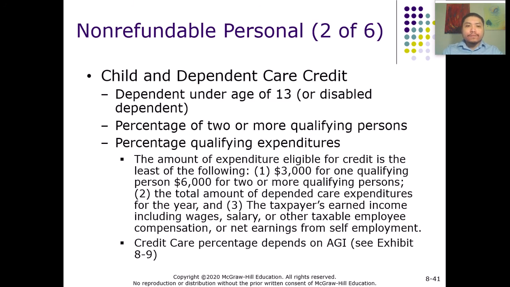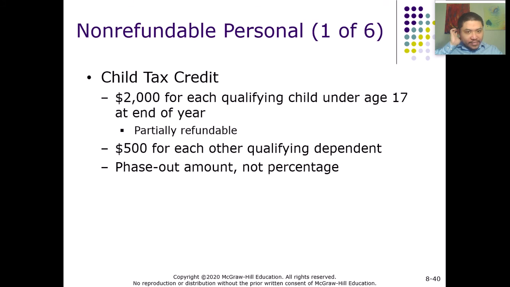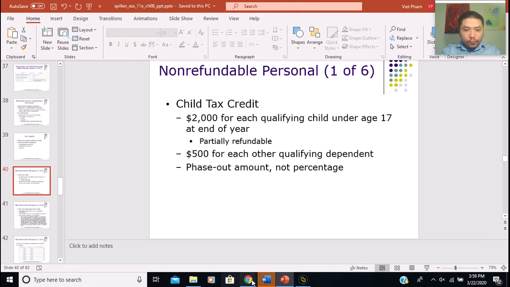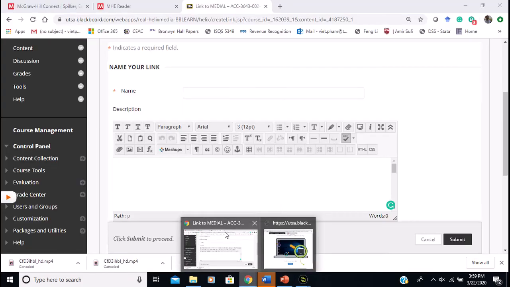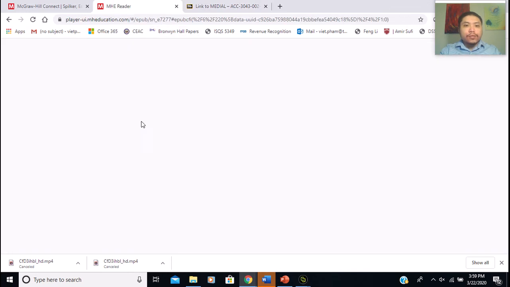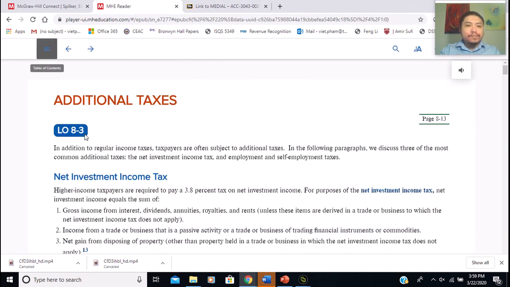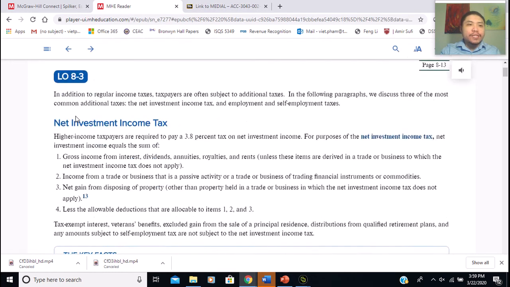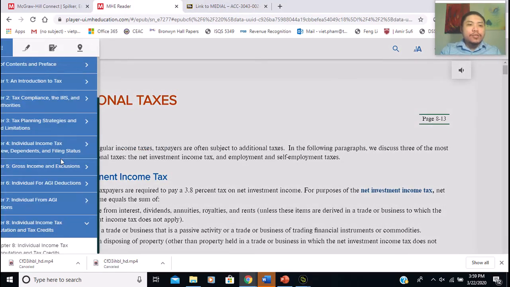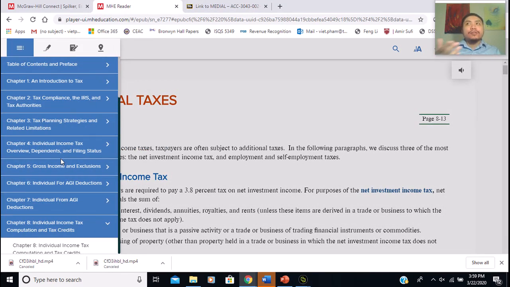I don't think I have the phase out level here, but let me go to the textbook real quick so I can show you the phase out. Right, so pretty much the phase out is going to be, I think, how much percent? It's going to be $50 for every $1,000 that are above the threshold. Right, so let's see.